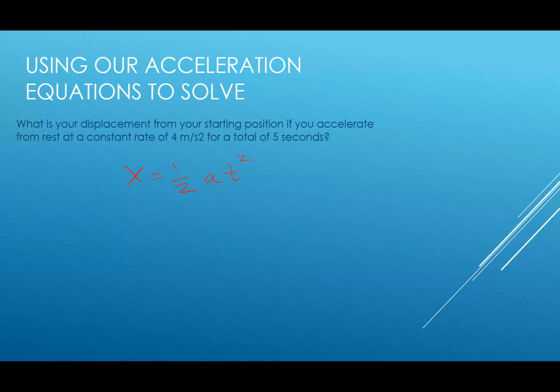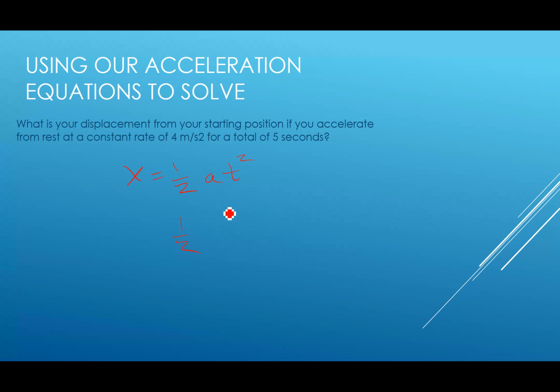So x is your position, and it's going to tell you where your position is if you're starting from rest, as long as you're accelerating away. So if you know distance and you know acceleration, this is your go-to. Alright, so x is what we're looking to solve for, so we don't have to rearrange anything algebraically. We know our acceleration is 4 meters per second squared, and for a total of 5 seconds.